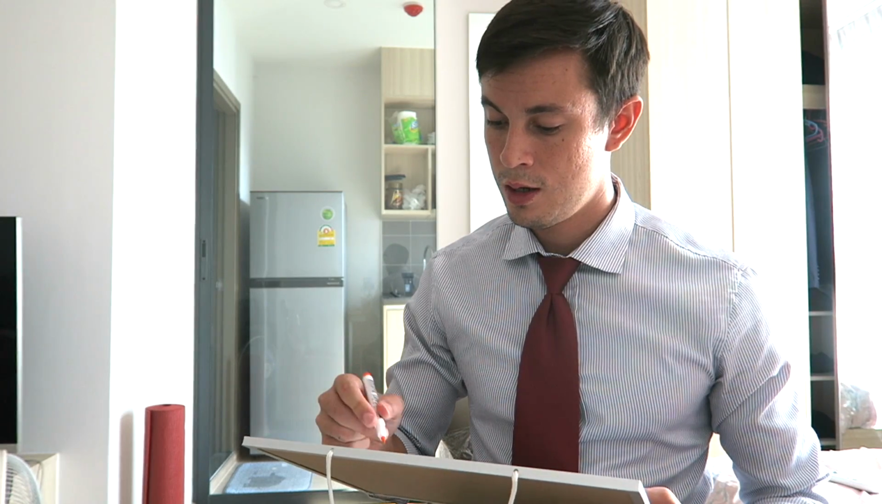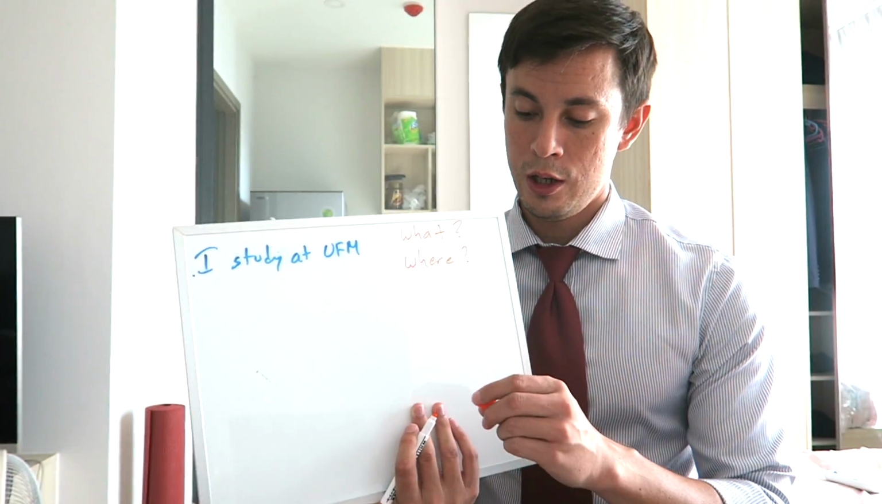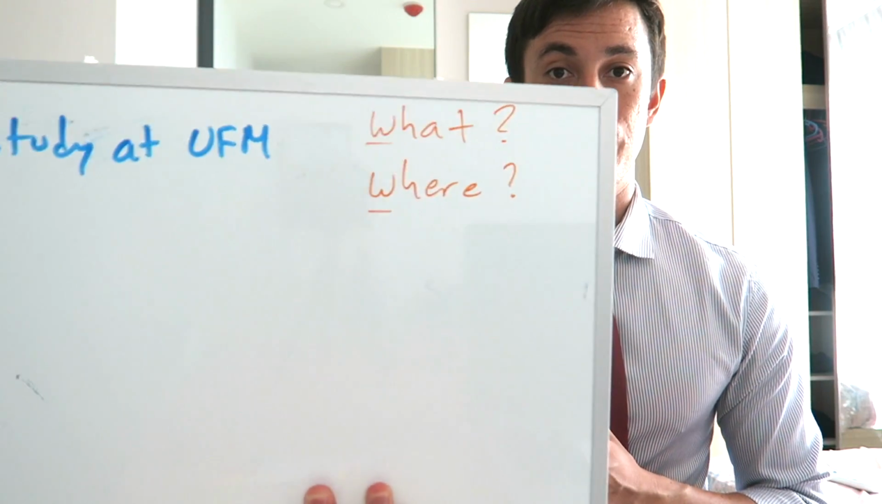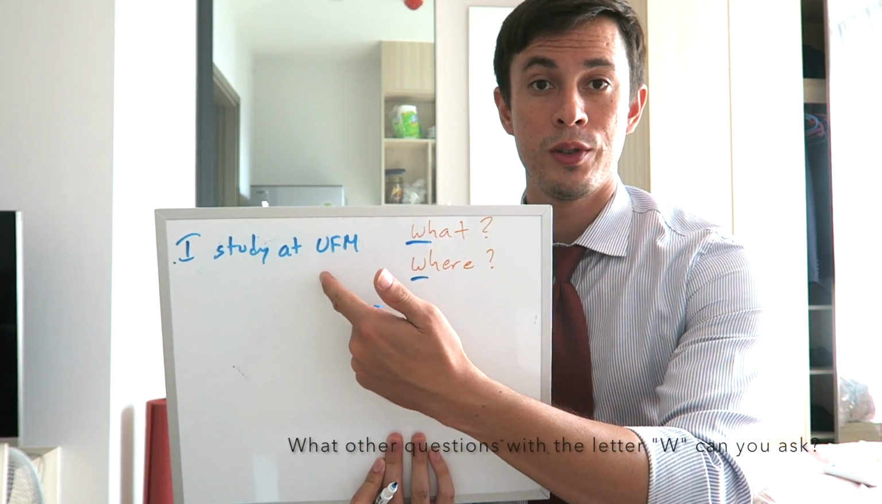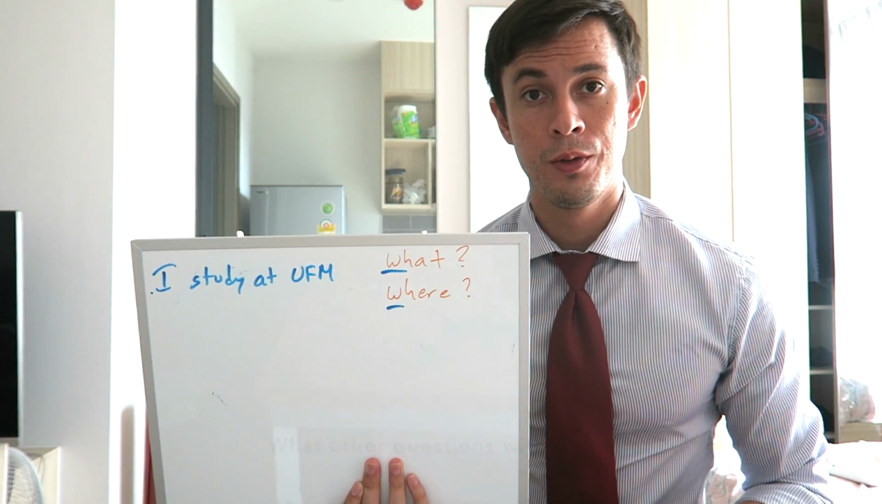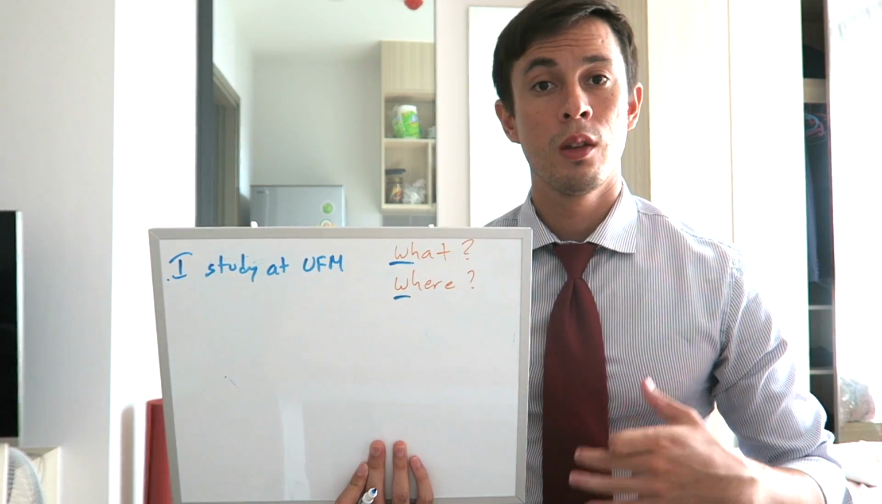So first one, what and where? Okay, so I'll write it on the side like this. What and where? Now, notice that these questions start with the letter W. What other W questions can you think of to ask this person to know more information? Okay, probably the next question is maybe like when. When do you study? So let me go ahead and write this. When do you study?